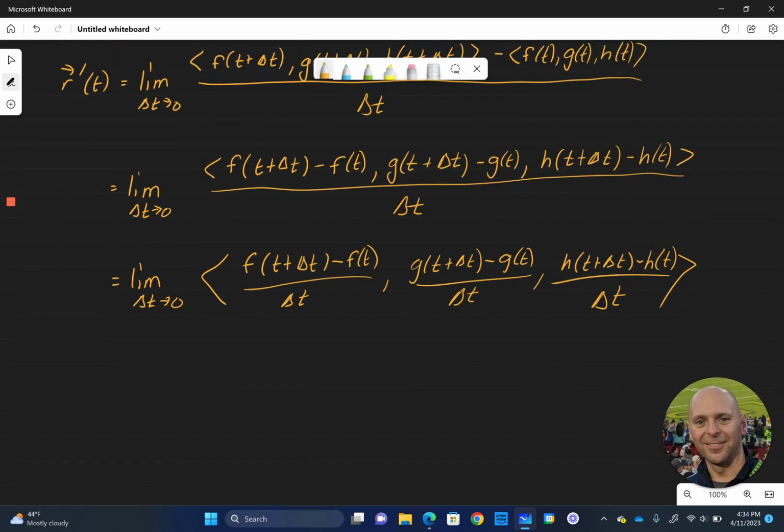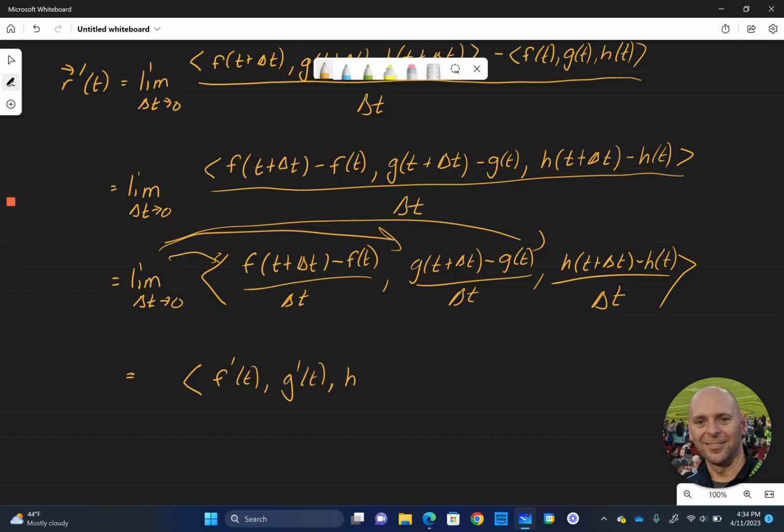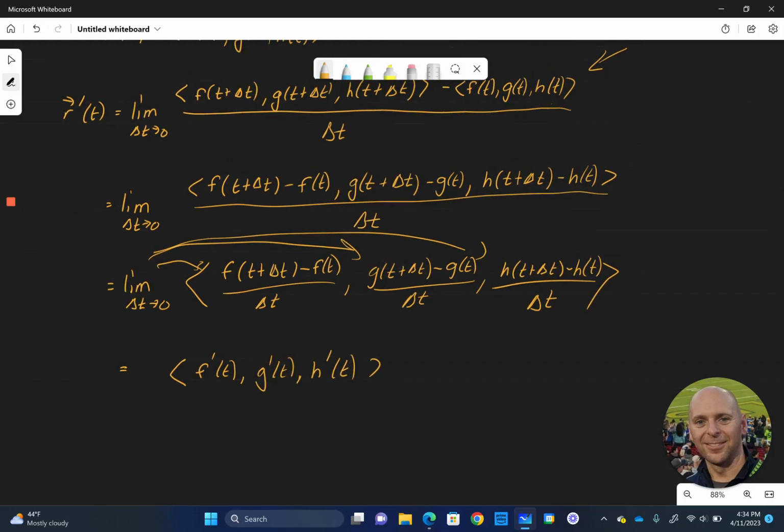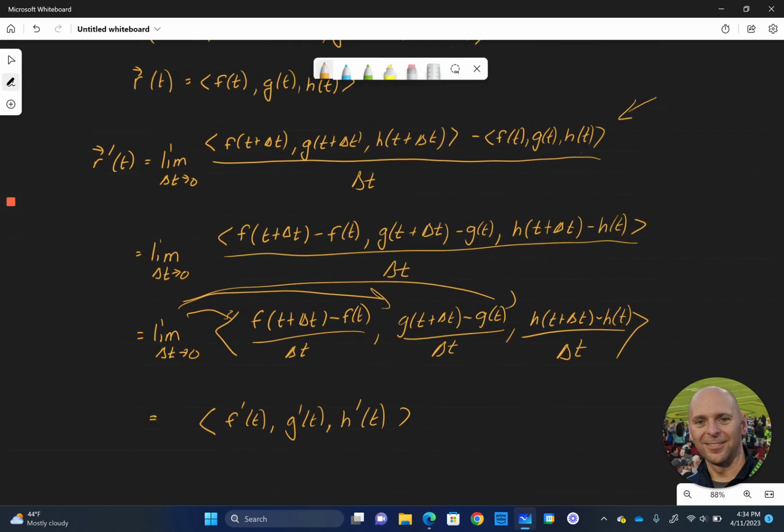And from there, you have exactly what we want to show, which is that we can take the limit component by component here. I won't actually write that out, but ultimately we can see now that this is just going to be f prime of t, g prime of t, and h prime of t, again, just illustrating that we can take the derivative component by component through a vector valued function.